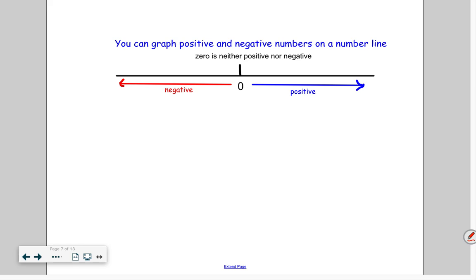On a number line, the further the number is to the left, the smaller it is. The further a number is to the right, the bigger a number is. For example, on the number line, which is bigger, -20 or -10? -10. Why is -10 bigger than -20? It's closer to 0.